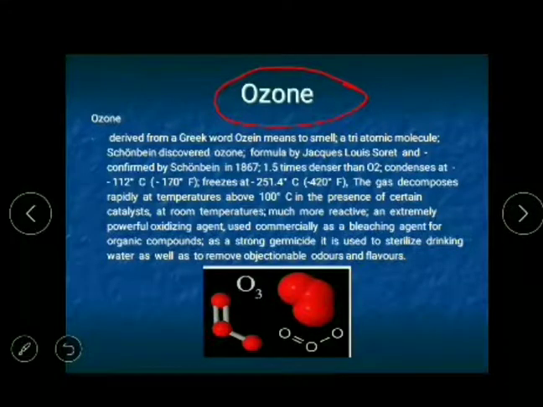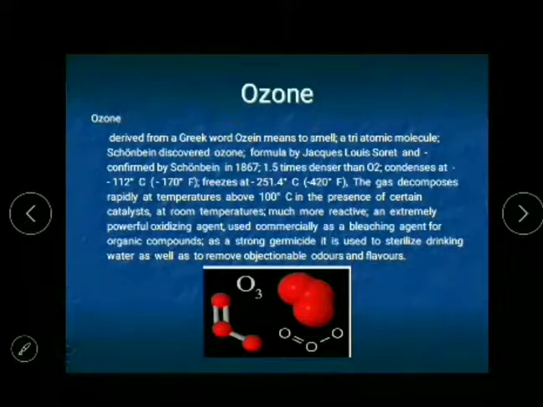The gas decomposes rapidly at temperatures above 100 degrees Celsius in the presence of certain catalysts. At room temperatures, ozone is much more reactive. It is an extremely powerful oxidizing agent used commercially as a bleaching agent for organic compounds. As a strong germicide, it is used to sterilize drinking water as well as to remove objectionable odors and flavors.